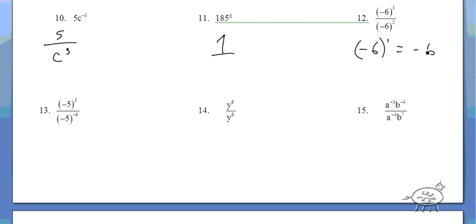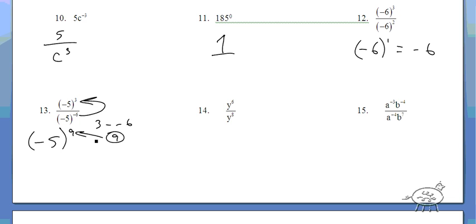Okay, same thing with the negative 5's. It's negative 5 to the 3rd over negative 5 to the negative 6th. Remember, the spies go home. So that's going to go to the other side of the fraction, and I have negative 5 to the 9th. Now, if you did it mathematically, you would do 3 minus a negative 6, which is 9, and that's the same thing. You get negative 5 to the 9th.